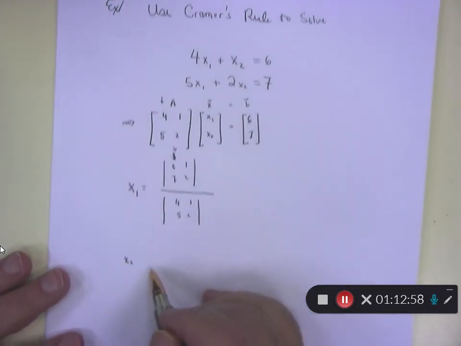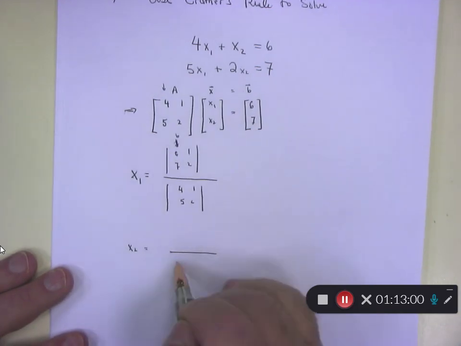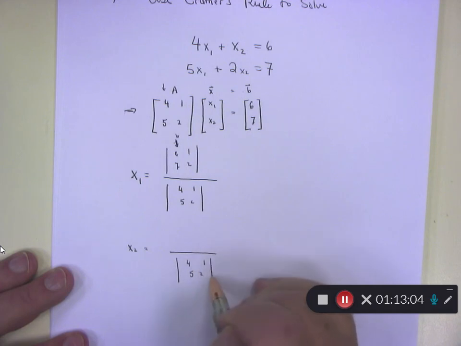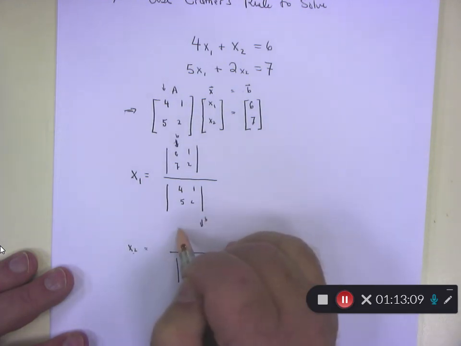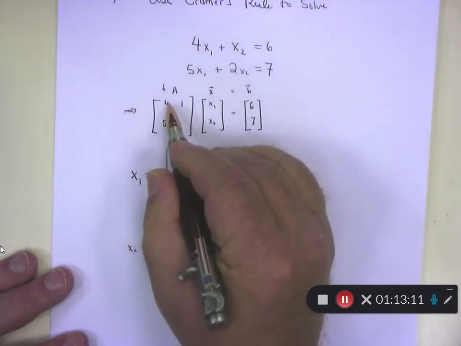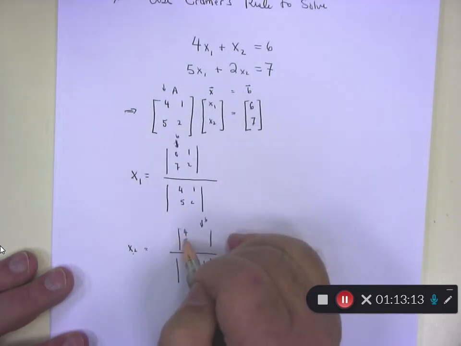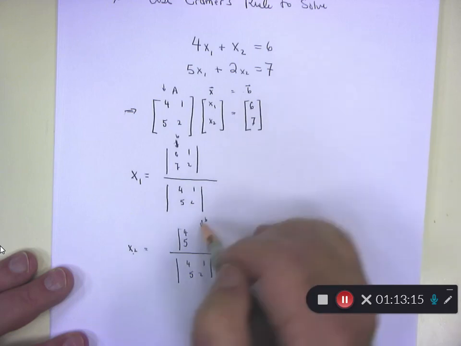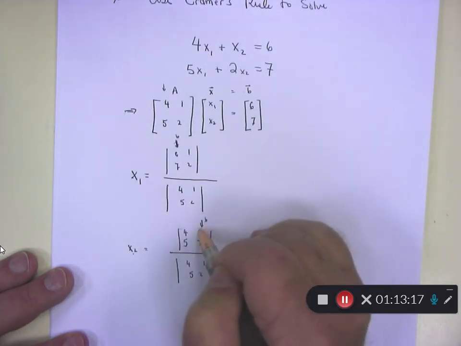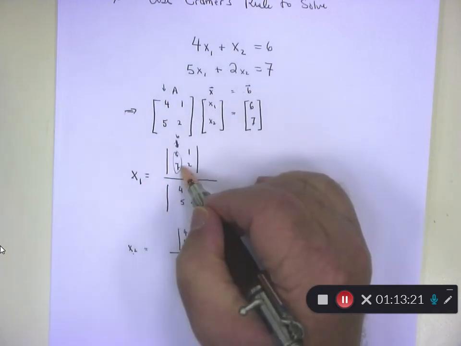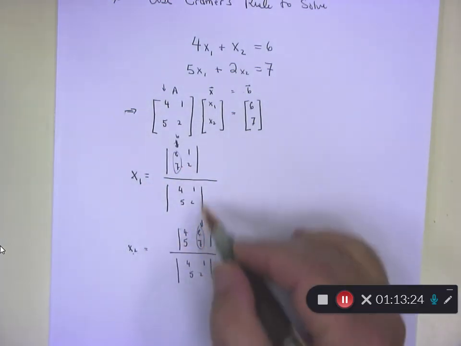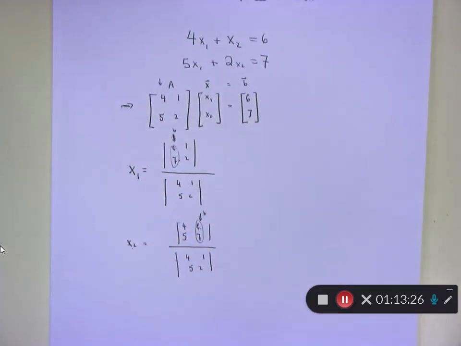And for x2, you divide by the determinant of matrix A, which is 4, 1, 5, 2. But here, it's x2, so you replace the second column with B. Back to your A matrix, it's 4, 5, but the second column you replace with B, which is your 6, 7. So notice the positioning of the 6, 7. For x1, it's in the first column. For x2, it's in the second column, but you divide by the original matrix A. Now, let's go find the answer.